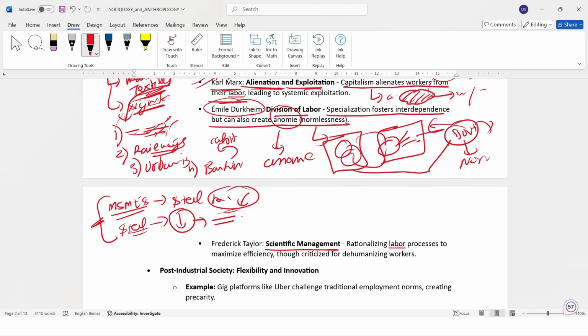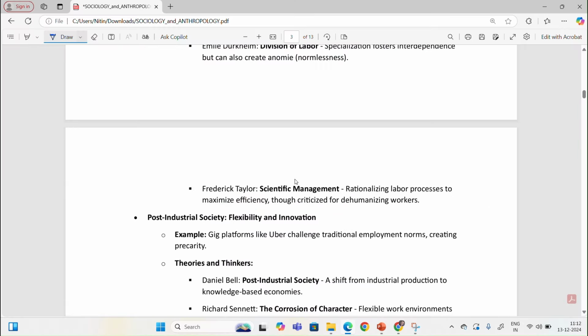And then you have the scientific manager, F. Taylor. We talked about him yesterday also, when I said that during industrialization, concepts such as one best way to do a work came. So this is scientific management. What he said was rationalizing labor processes to maximize efficiency. So where was I? Scientific management.